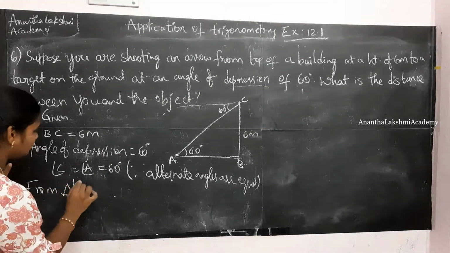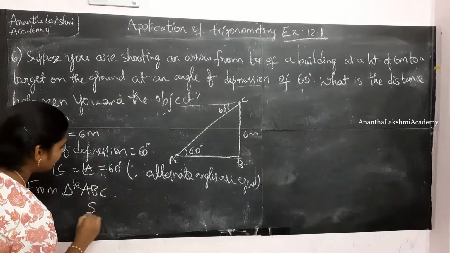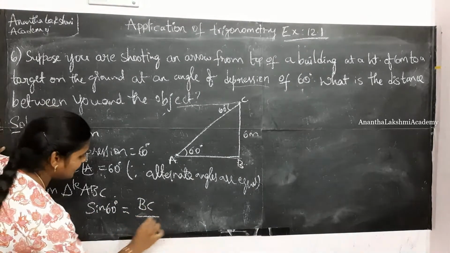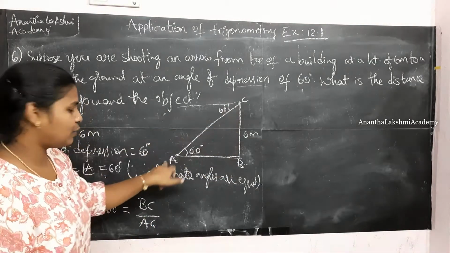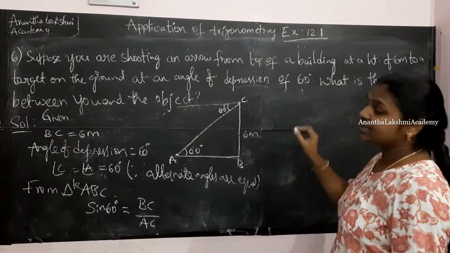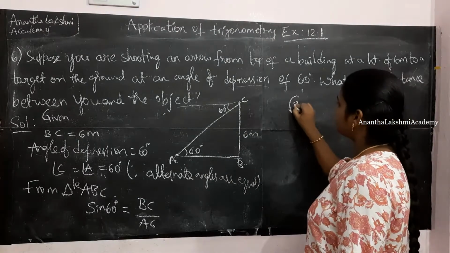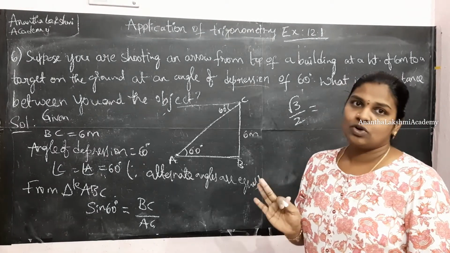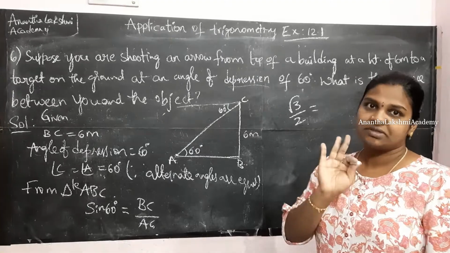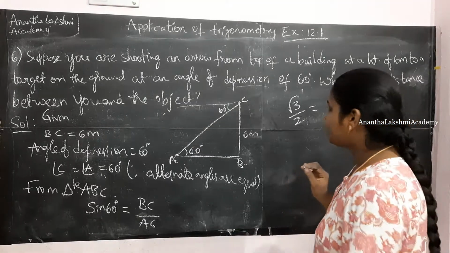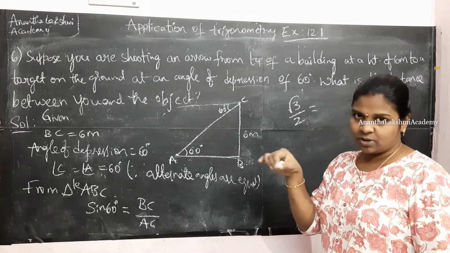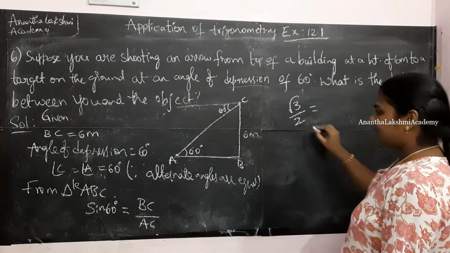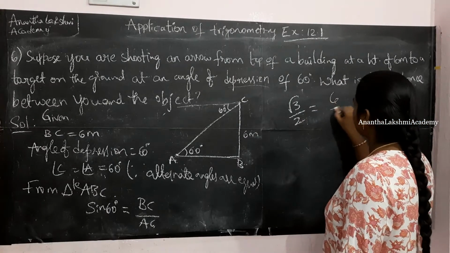From triangle ABC, sine 60 degrees is equal to BC by AC, isn't it? Opposite side by hypotenuse, nothing but BC by AC. What is sine 60 from the trigonometric table? Remember, I am just writing the values because I know how to remember the trigonometric table. If you do not know how to remember the trigonometric table, please go through the trick video which has been already uploaded. If not, I'll be attaching the trigonometry playlist in the end card. Within those videos, there is a trick video. Please go through it. Root 3 by 2 is equal to BC is 6 by AC.